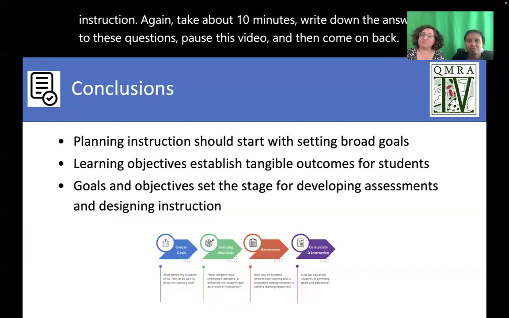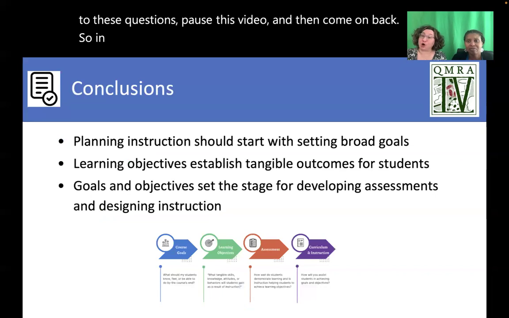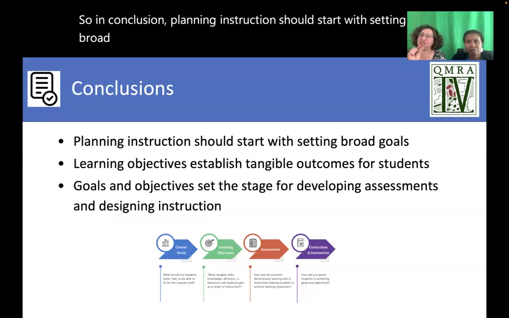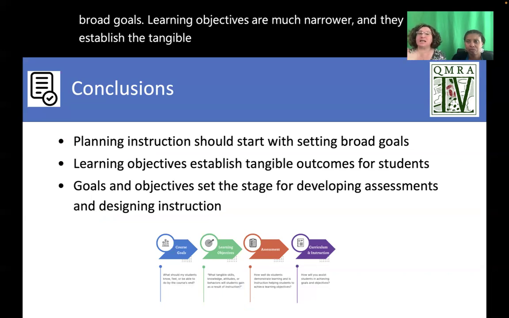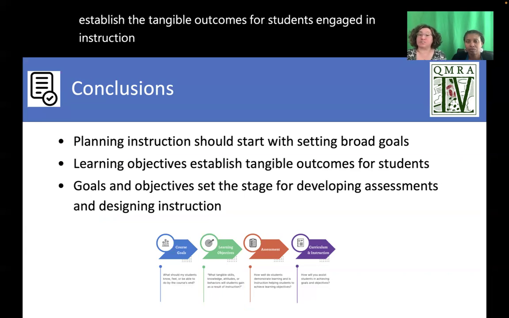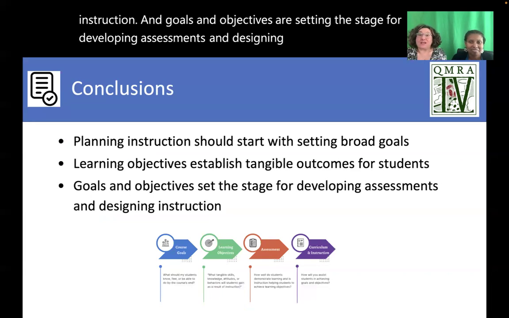So in conclusion, planning instruction should start with setting broad goals. Learning objectives are much narrower, and they establish the tangible outcomes for students engaged in instruction. And goals and objectives are setting the stage for developing assessments and designing instruction. Thank you for joining us.